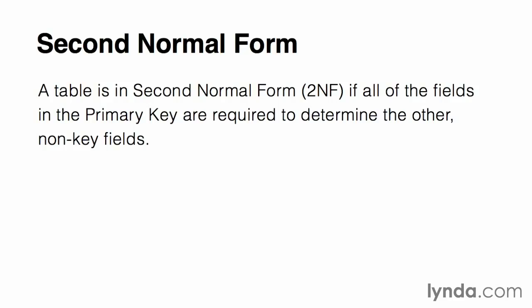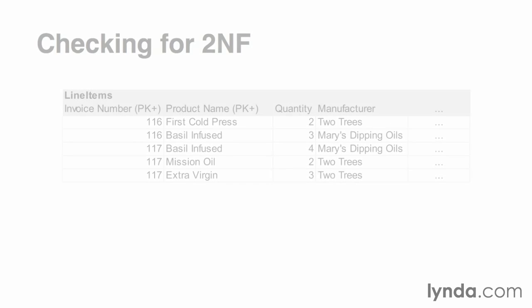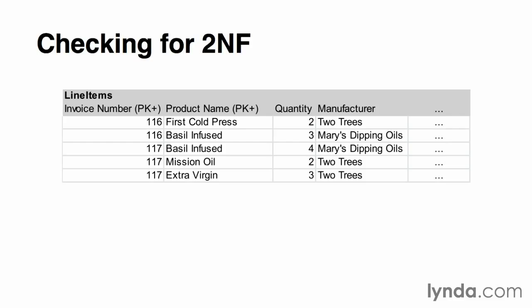A table is in second normal form if all of the fields in the primary key are required to determine the other non-key fields. Here's an example. Here I have a table that is keeping track of the individual line items for an invoice, but it has a slightly different configuration than the one we've seen previously. Here, the invoice number and product name are a composite key that links to the specific order that was placed and the specific item that was ordered.